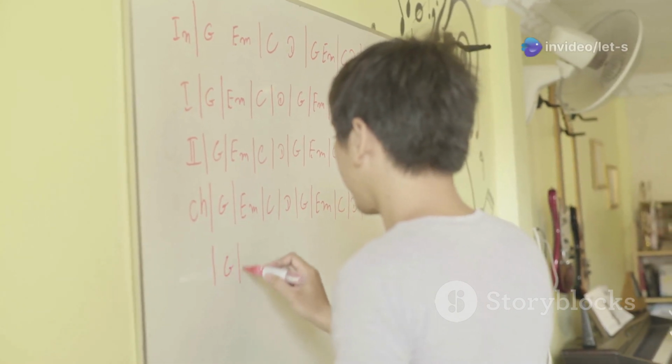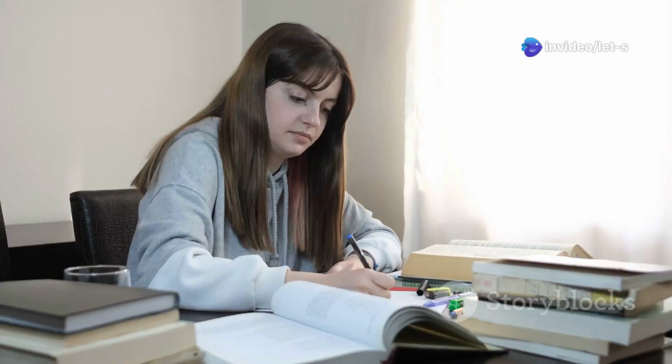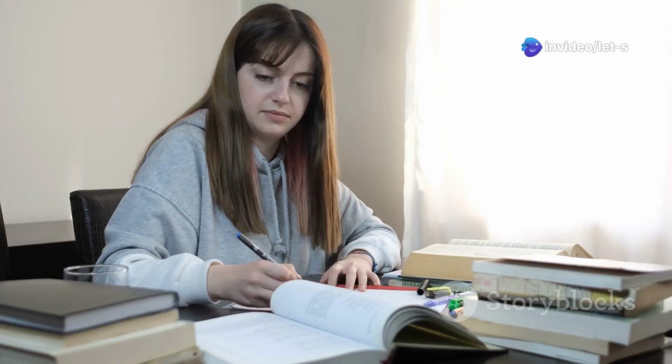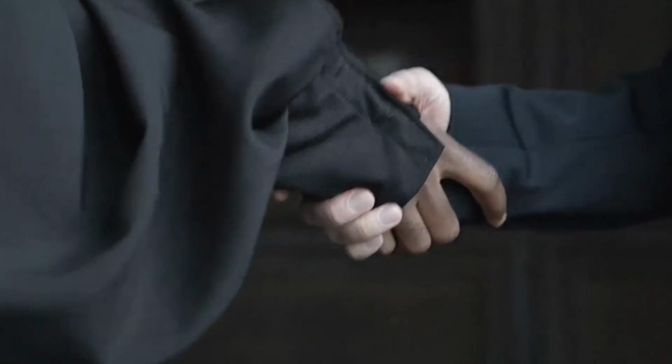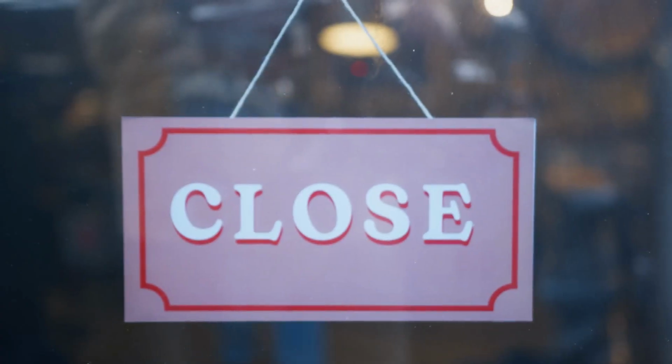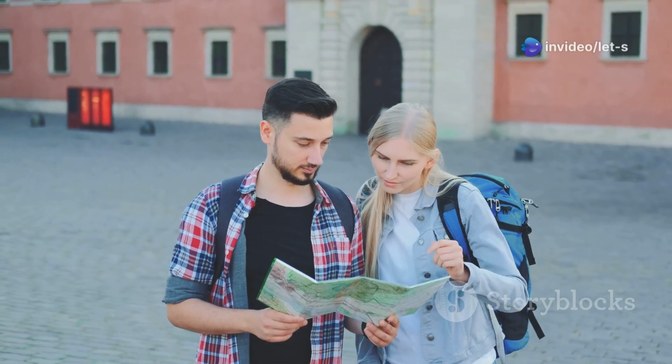Section 8. Practice makes perfect, exercises for mastery. Ready to test your skills? Try these exercises. First, combine the sentences using a relative clause. A. I met a famous author. He wrote my favorite book. B. The museum is closed on Mondays. I wanted to visit it.